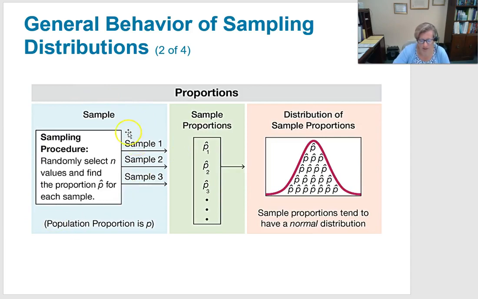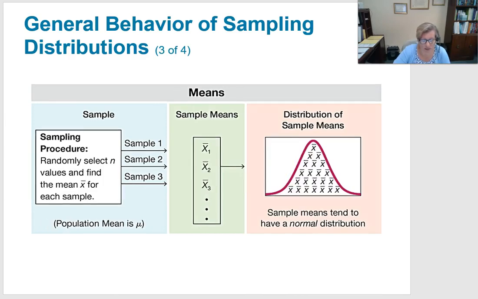So here's the procedure. We're going to sample, find a bunch of different proportions, one for each of our samples. And then if we look at all of those proportions together, they should be normally distributed, and we should be able to find their mean. That mean should be the same as the proportion for the entire population. So we're going to use that kind of process to do everything.